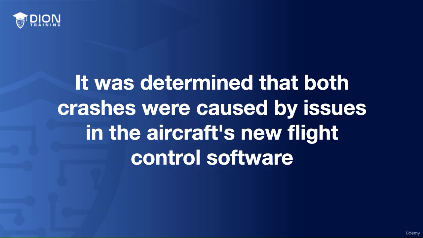Now, in the case of the Boeing 737 MAX crashes of 2018 and 2019, it was determined that both crashes were caused by issues in the aircraft's new flight control software that repeatedly pushed the jet's nose down due to a defective sensor on the aircraft. This essentially removed control from the pilots and caused both planes to crash into the ground since the pilot could not overcome the new yet defective maneuvering characteristic augmentation system used as the flight control system on these planes.